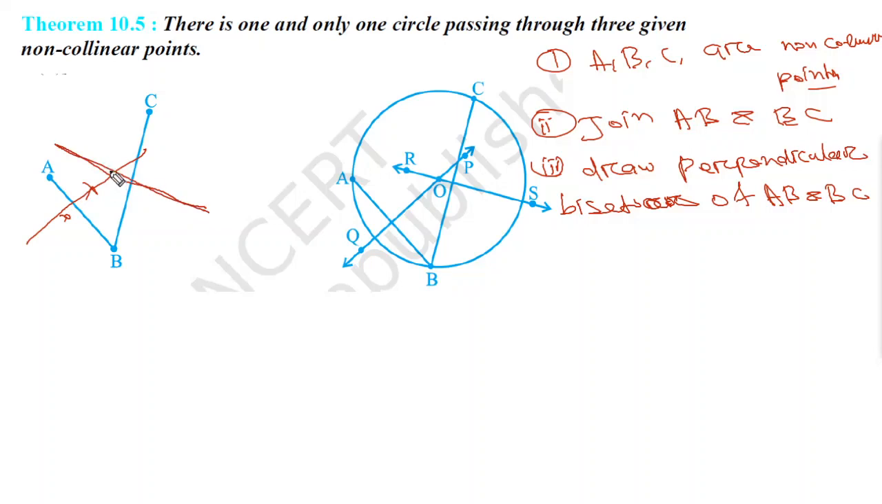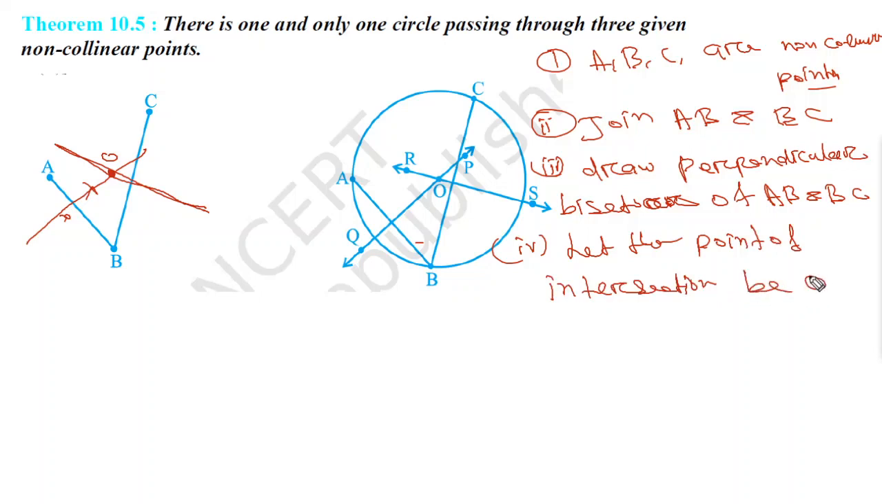Okay. Then let them cross each other at point O. Let them intersect at point O. So our fourth step will be let the point of intersection be O. Now you can see, come to this figure here.